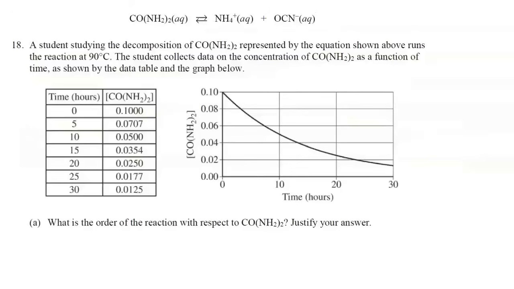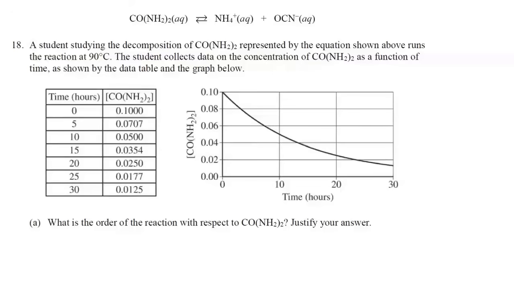This is question 18. A student studying the decomposition of this particular chemical, represented by the equation shown above, runs the reaction at 90 degrees Celsius. The student collects data on the concentration of this reactant as a function of time, as shown by the data table and the graph below.